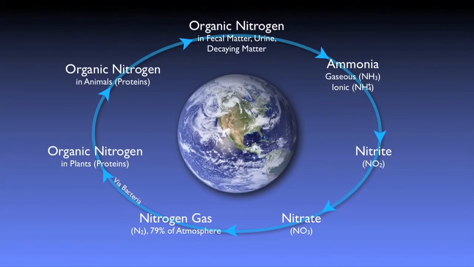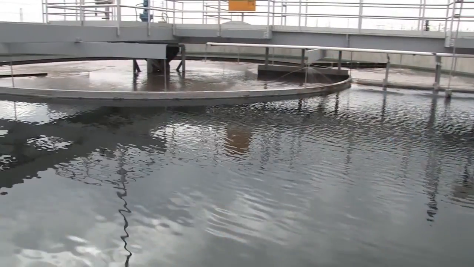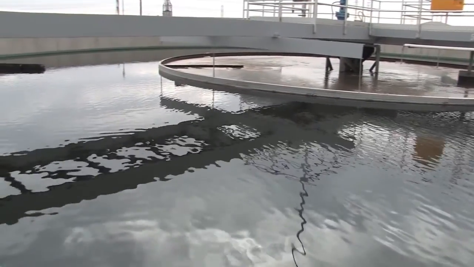So in summary, a wastewater treatment plant helps nitrogen through the nitrogen cycle by optimizing conditions for nitrification and denitrification. By so doing, wastewater treatment plants help minimize the human impact on our fresh waterways and environment.